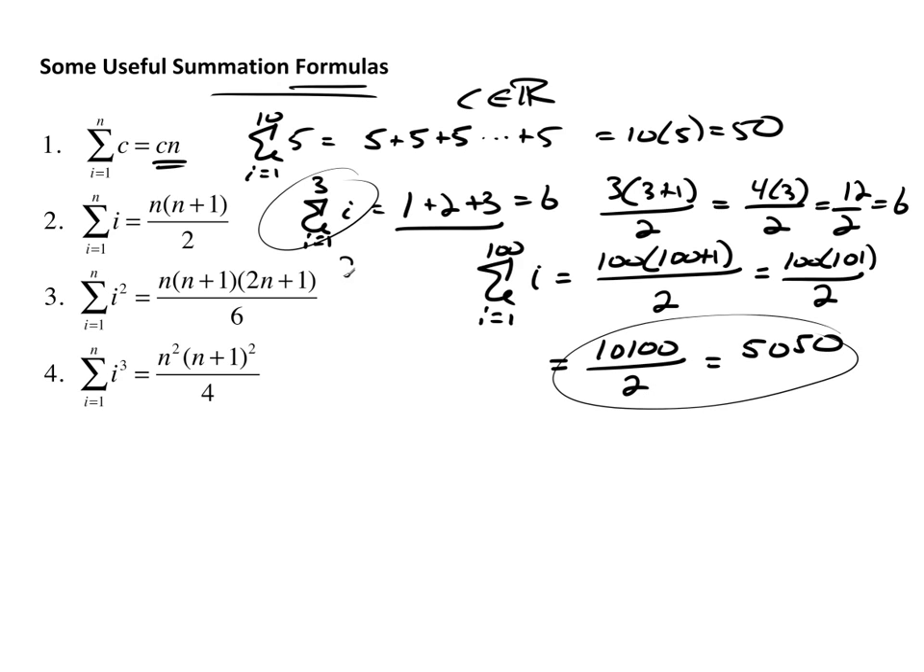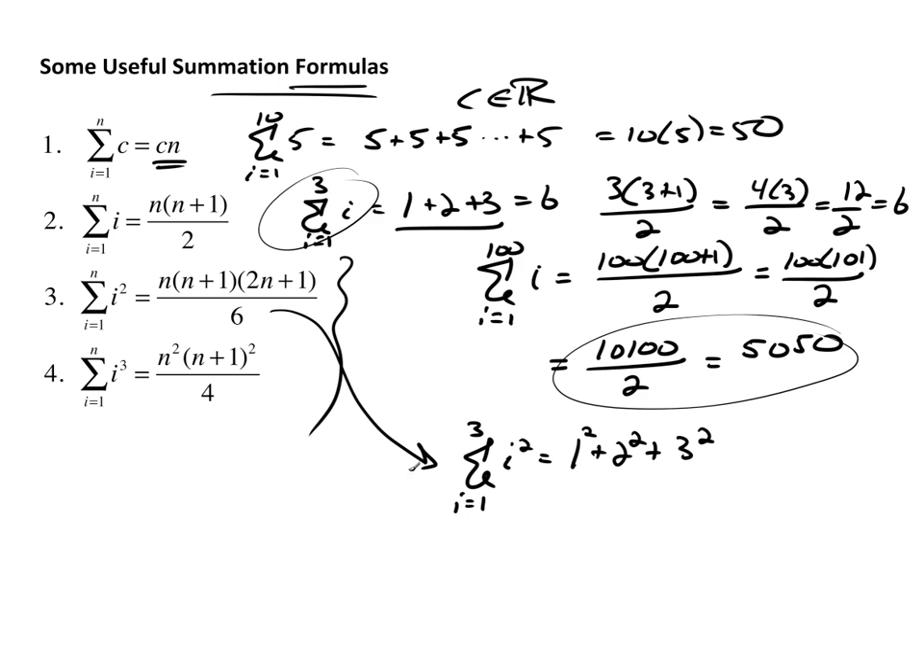Now these other two formulas are the exact same idea, only rather than adding up the first n integers, the first n integers squared and the first n integers cubed. So as an example, this one, if I wanted to sum i equals 1 to, let's just do 3, of i squared, that's 1 plus 2 squared plus 3 squared. Of course, 1 squared is 1, so I didn't bother with it. This last one is cubed, so if I want to sum i equals 1 to n of i cubed, that's 1 cubed plus 2 cubed plus 3 cubed.